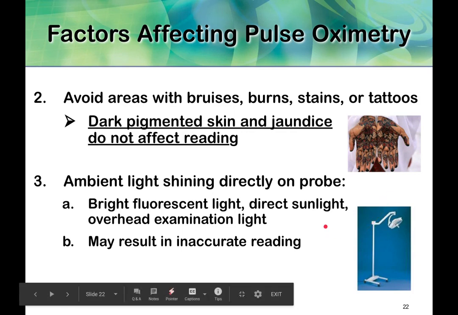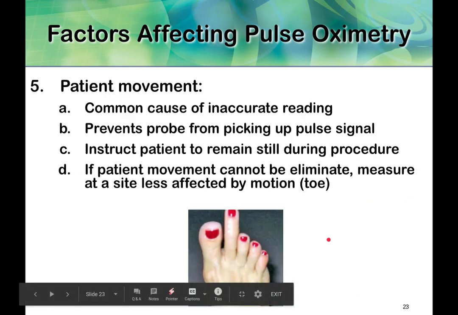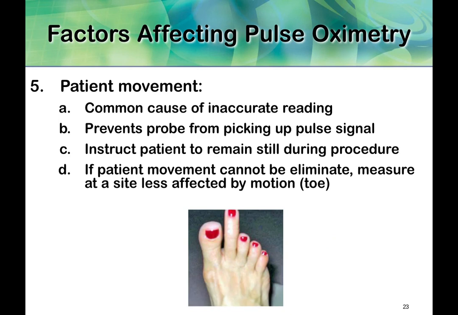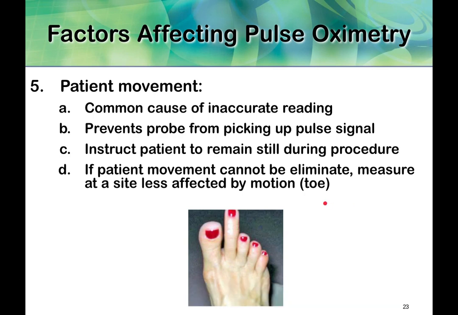Ambient light shining on the probe, so a bright fluorescent light, direct sunlight, or an overhead exam light, could result in an inaccurate reading. Patient movement is the most common cause of an inaccurate reading because it prevents the probe from picking up the pulse signal. So you're going to want to make sure you instruct the patient to remain still. If you're putting the pulse ox on their finger, which is the most common site, I like to have them rest their hand down either on their thigh or on the table or counter or somewhere where it can keep it nice and still. If patient movement cannot be eliminated, you can measure it at another site less affected by motion, such as the toe or the earlobe.